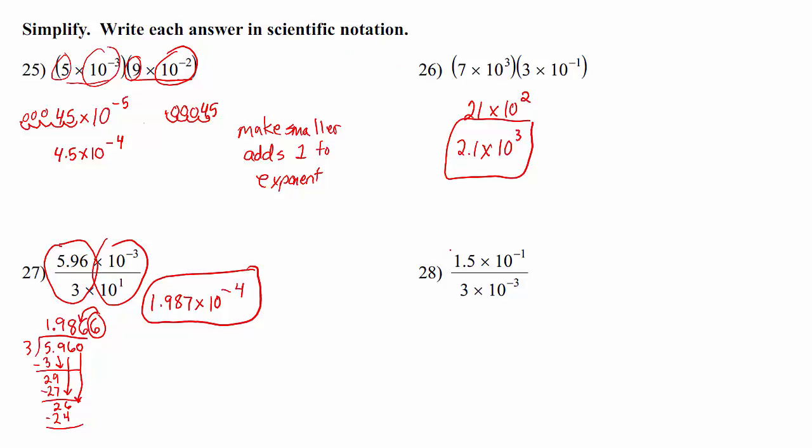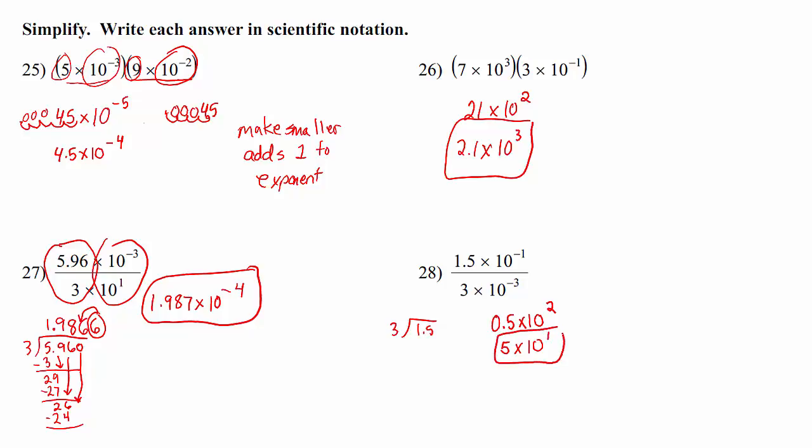28. 1.5 divided by 3. You can do long division to figure that out. Or it might be that you can think, well, 15 divided by 3 is 5, so 1.5 divided by 3 is 0.5. Whichever way works for you. Negative 1 minus negative 3 is negative 1 plus 3, which is 2. This time, we're going from 0.5 to 5 when we fix this. We just made it bigger, and so we're going to subtract 1 from our exponent.